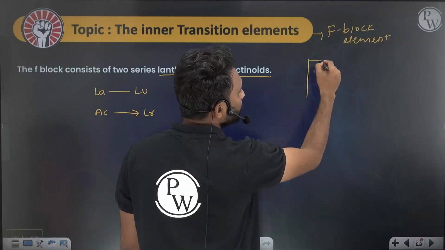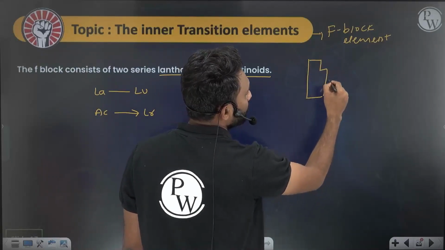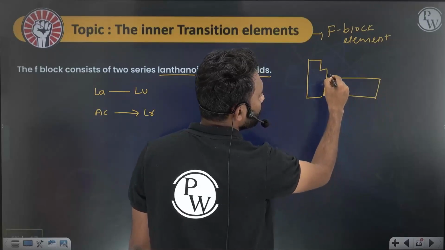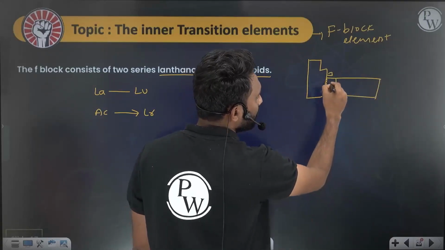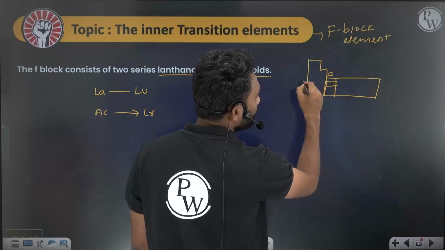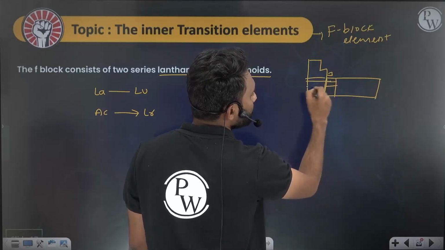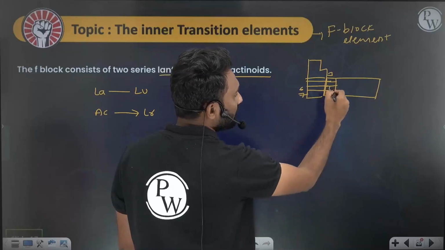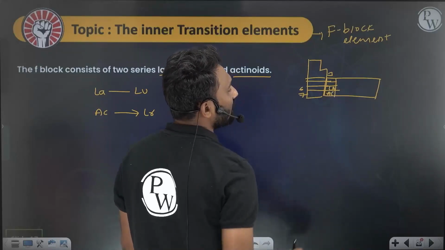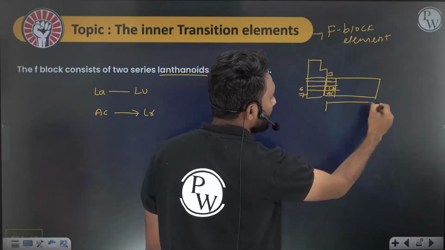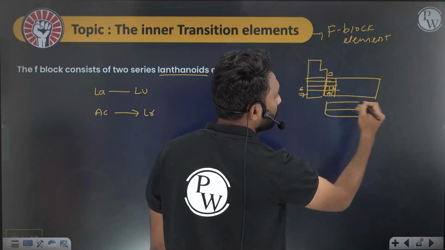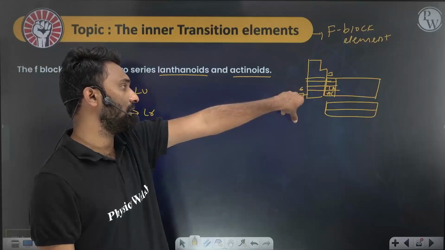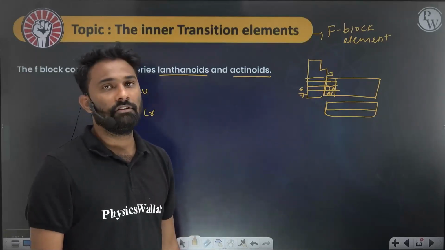Now in the periodic table, D block elements are in the third period, and this is the fourth. F block elements start from the 6th period, 6th and the 7th period. Here the lanthanum and here the actinides. Lanthanides and actinides, instead of being placed in the long form of the periodic table, are placed at the bottom of the periodic table. They start from the 6th and the 7th period.